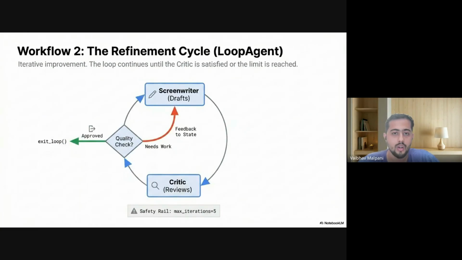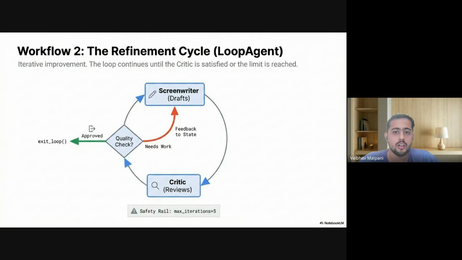Then we'll have something called a refinement or a loop agent, wherein there is one agent which writes the screenplay. Then there is a critic which reviews and gives feedback. The screenwriter will again write it. The critic will again give feedback. And let's say this keeps on going. We'll still have a max iteration of 5, wherein we want to stop after some iterations.